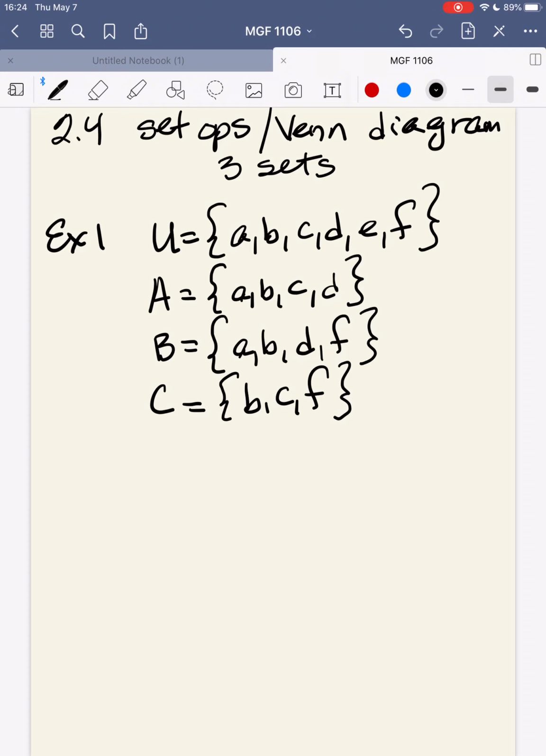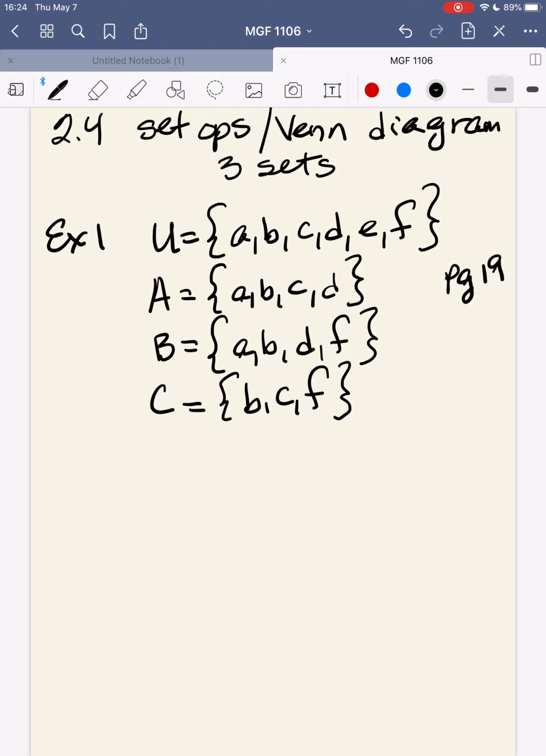Hi, welcome back. So 2.4 is just an extension of 2.3 where we're still talking about set operations and Venn diagrams, but now instead of two sets, we're going to have three. And the best way to do these is to just jump into examples. So I'm going to do a few with this example 1 on page 19, in case you're wondering where I'm at right now.